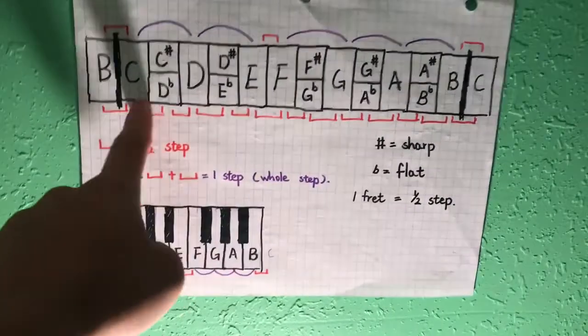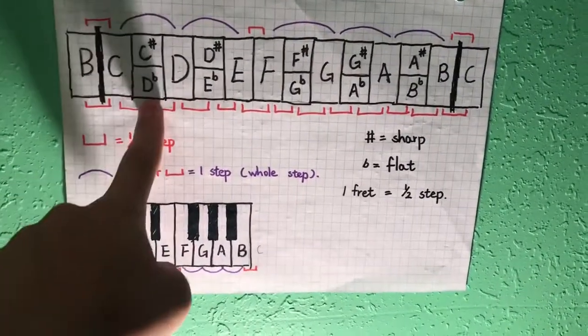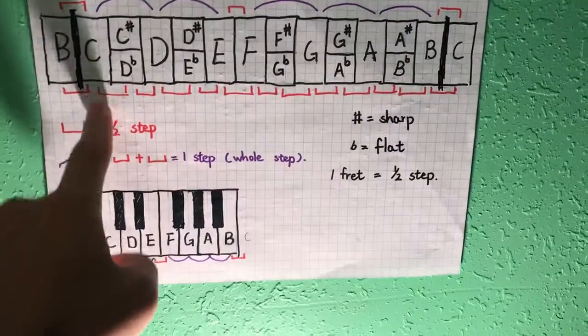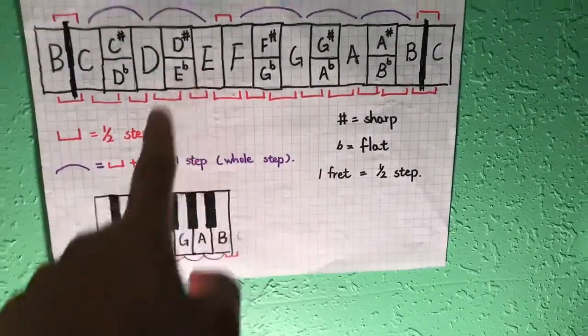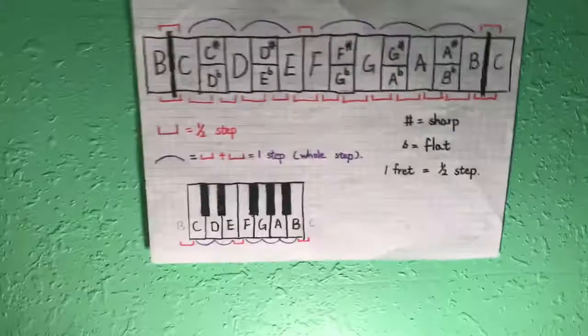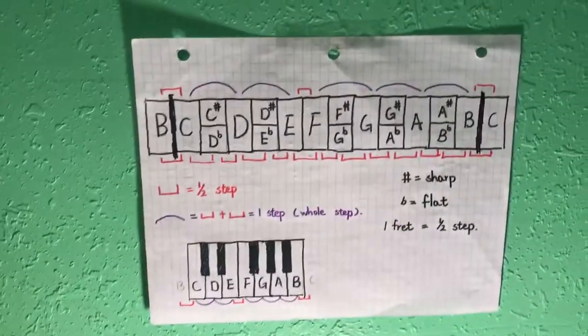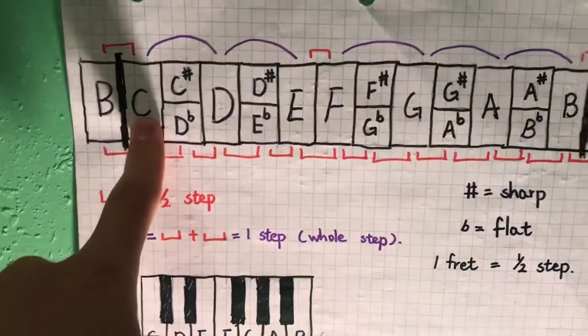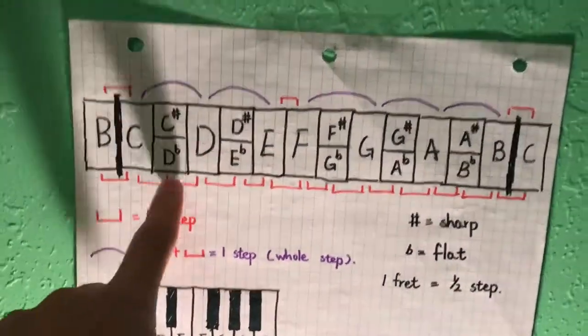And from B to C, it takes a half step. That's why I drew this little red mark to demonstrate a half step. So it takes a half step from C to get to C sharp or D flat.